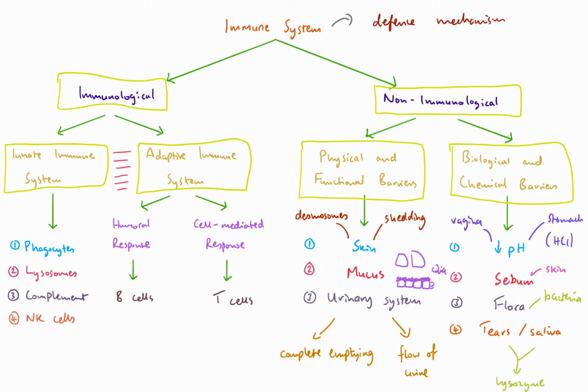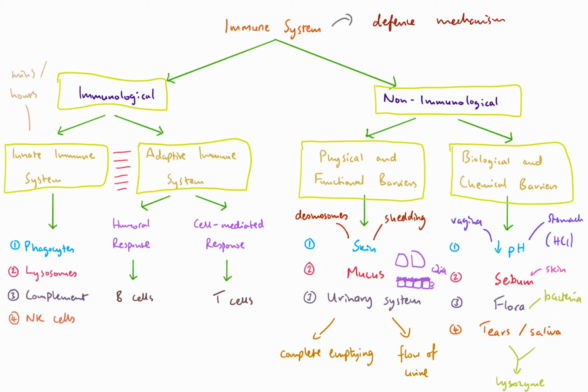So the innate immune system, this is the first part of the immune system that's activated. And this part usually occurs generally within minutes or hours. So minutes to hours, right? So this is the first part that's activated. And this generally has four main parts to it. The first of these is phagocytes.